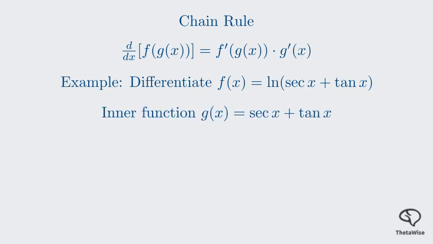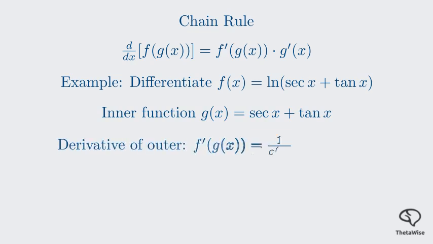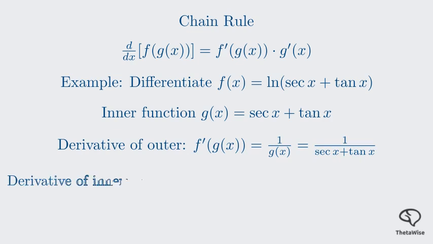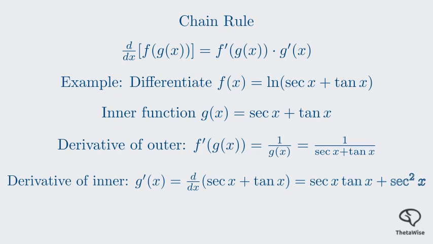Now we differentiate the outer function, the natural log. The derivative of ln of something is 1 over that something. So the derivative of the outer function, f prime of g of x, is 1 over g of x, which is 1 over secant x plus tangent x. But we're not done. The chain rule says we must also multiply by the derivative of the inner function. The derivative of the inner function, g prime of x, is the derivative of secant x plus tangent x, which is secant x tangent x plus secant squared x.